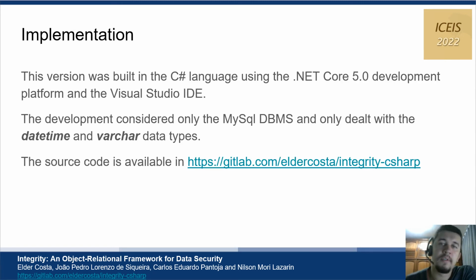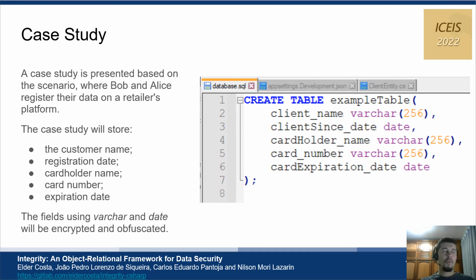This version of Integrity was built in the C# language using the .NET Core 5.5 development platform and the Visual Studio IDE. The development considered only the MySQL DBMS and only dealt with the datetime and varchar data types. The source code is available in my GitLab. We built a case study based on the scenario where Bob and Alice registered their data on the retailer's platform. The case study will store the customer name, registration date, cardholder name, card number, and expiration date. The fields using varchar and date will be encrypted and obfuscated.